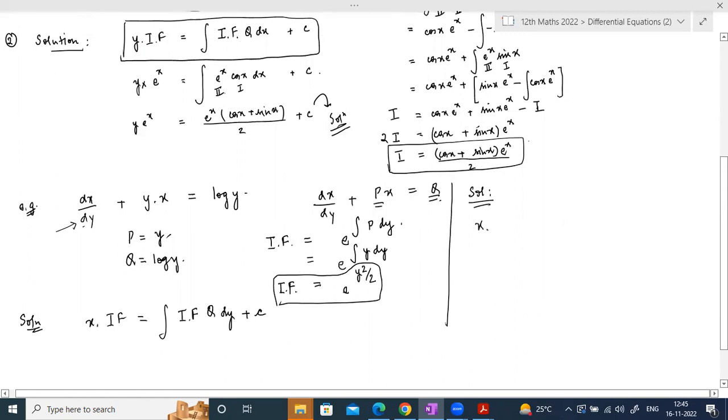The solution will be x into integrating factor, e to the power y square upon 2, is equal to integral of e to the power y square upon 2 times q. What is q? Log y. dy plus c. Now our job is to simply integrate this.